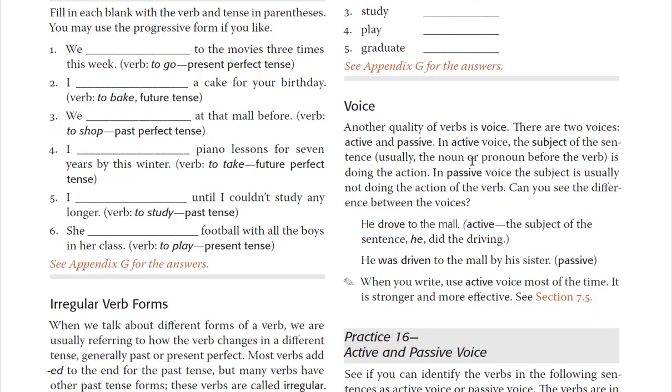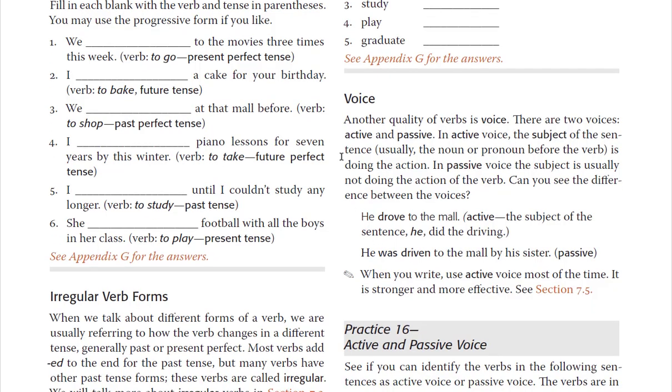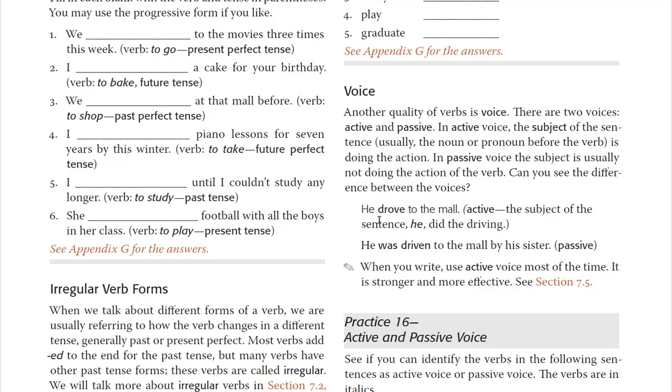Voice. Another quality of verbs is voice. You have the passive voice and the active voice. So he drove to the mall. This is an active voice because the subject is doing the action of driving. So when the subject is doing the action, whatever the action is, that's known as an active voice. When the subject is receiving the action, that's known as passive: he was driven to the mall by his sister. So he's not doing the actual driving. His sister's doing the driving. So therefore, when the subject is receiving the action, that is a passive voice.